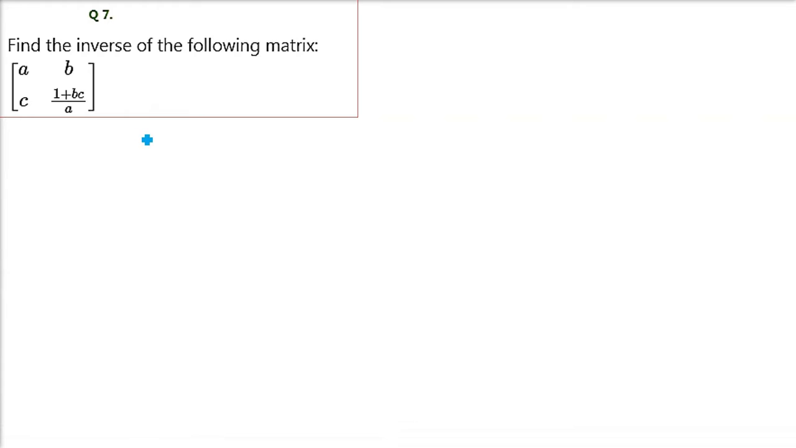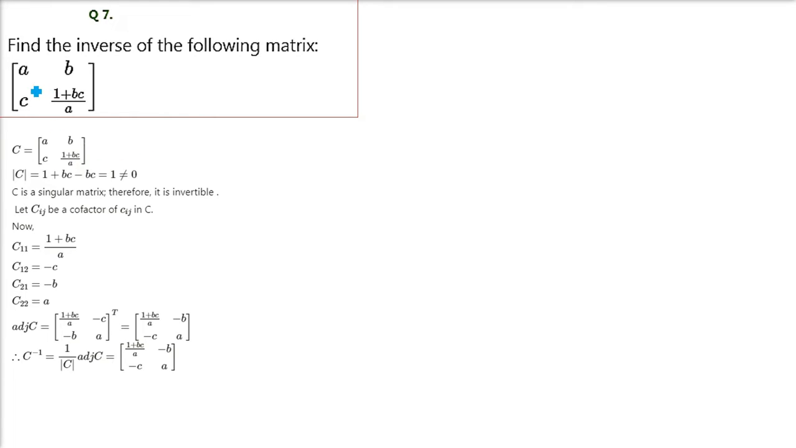Now we have to find out the inverse of this matrix. So we have this determinant: A into 1 plus BC by A minus B into C. So A gets cancelled, 1 plus BC minus BC, BC gets cancelled, you get 1. So determinant of C is going to be 1. C is a non-singular matrix, it is invertible.